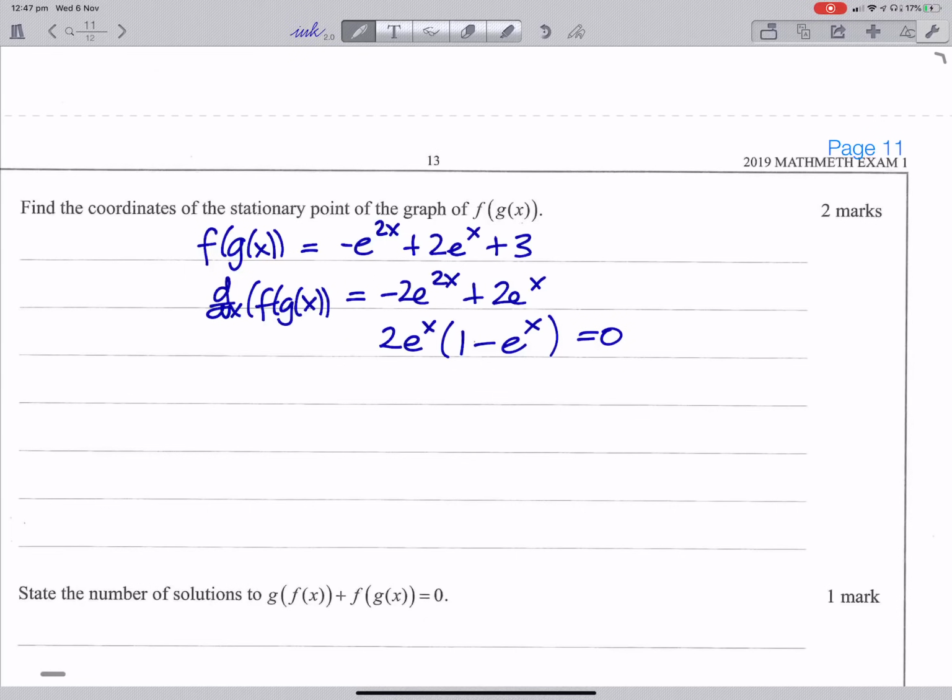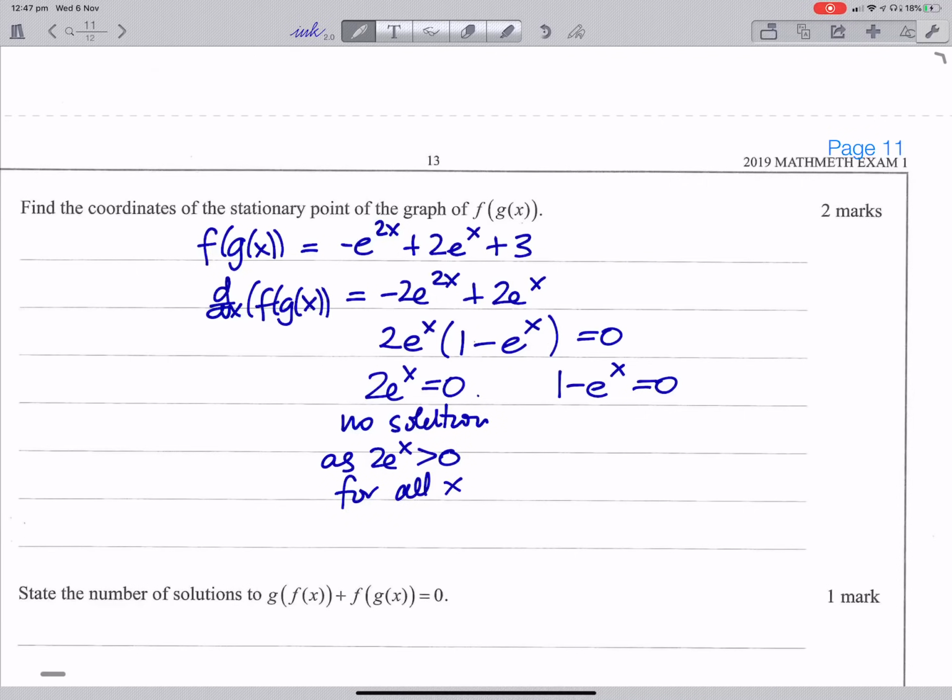That equals 0. 2e to the x equals 0 has no solution, as 2e to the x is greater than 0 for all x. 1 minus e to the x equals 0, so e to the x is equal to 1. X must therefore equal 0.